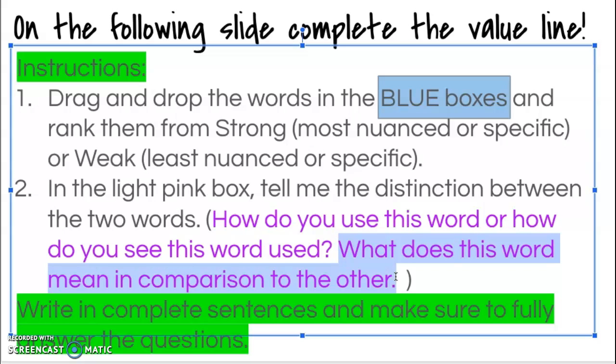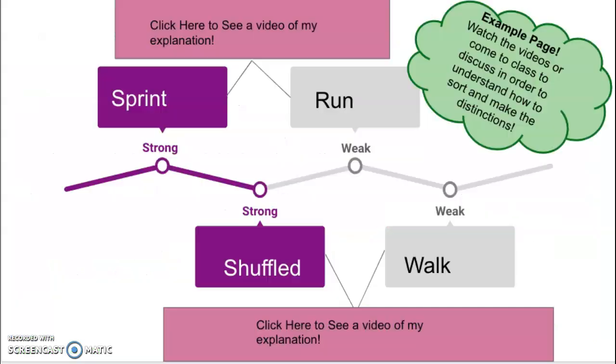This is where the nuance really comes in, because this is where you're going to have to pay attention to why would I use this word instead of this word? And then you can start to see why figurative language is so specific with the wording that it uses. Okay, so write a complete sentence and make sure to fully answer your question. So now that we've done that, we can look at our first one. So for my strong word, I have sprint. And then for my weak word, I have run.